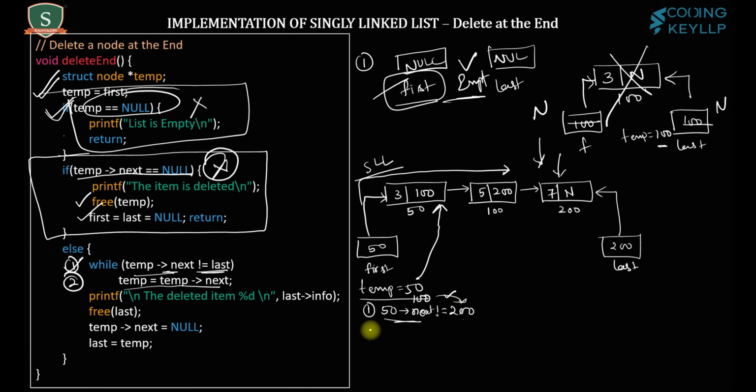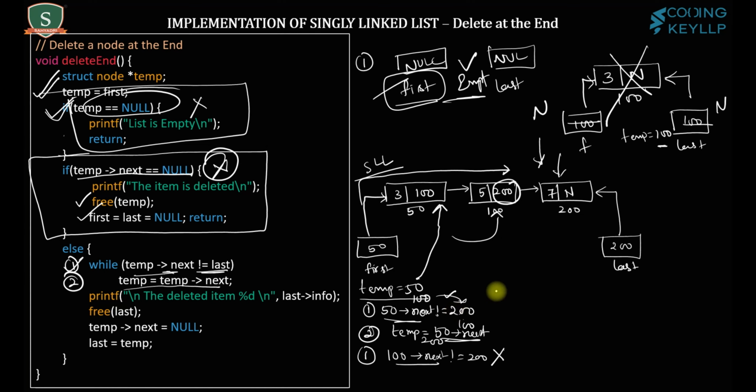Yes, the condition is successful. So the second step will be temporary is equal to 50 next. What is 50 next? 100. So we are updating the value with 100. Since it's a loop, is 100 of next not equal to 200? What is 100 of next? 100 of next is 200. 200 not equal to 200? The condition failed. It will come out of the loop.